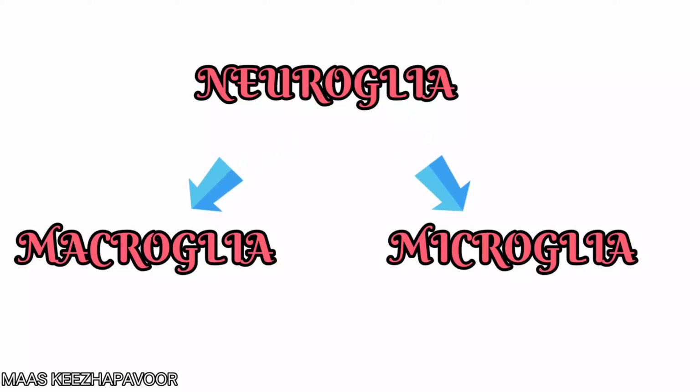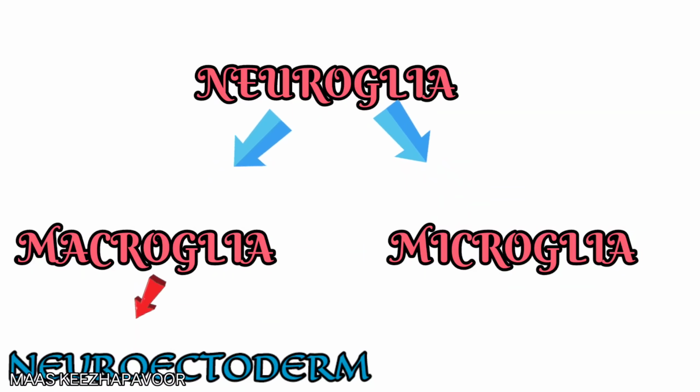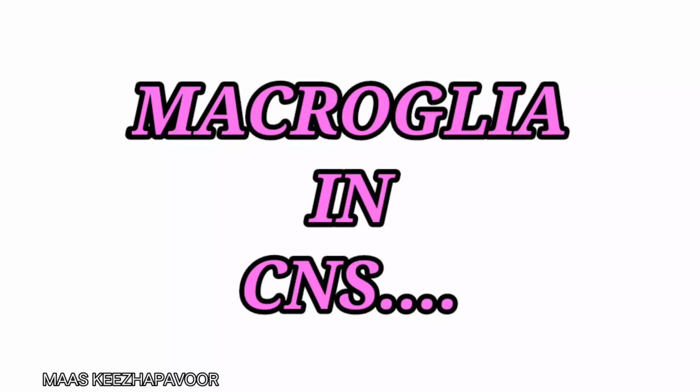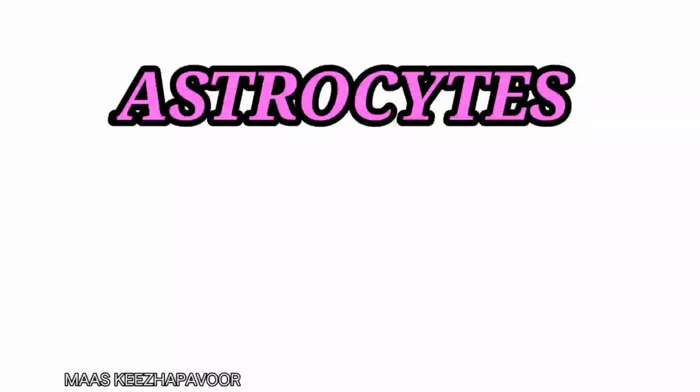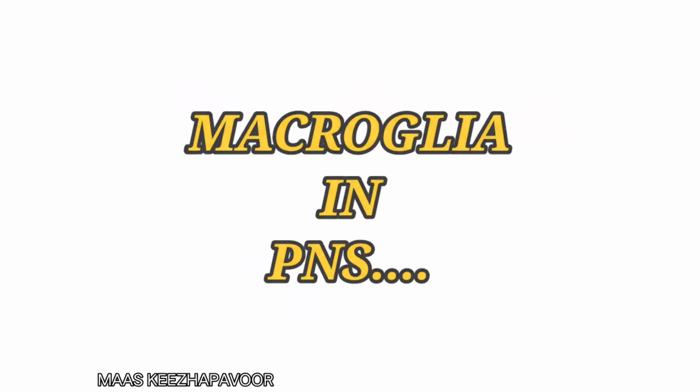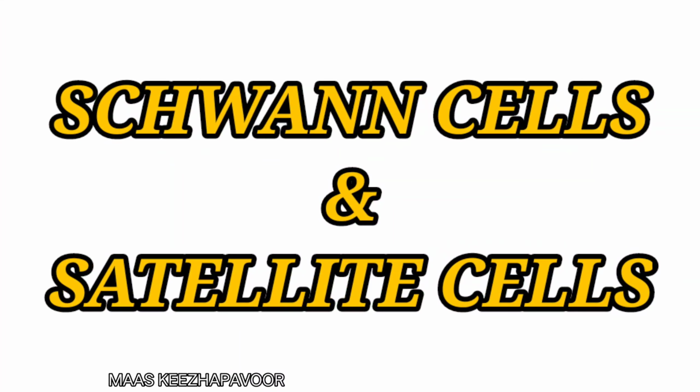The macroglia develop from neuroectoderm, whereas microglia develop from mesoderm. The macroglia present in the central nervous system are astrocytes, oligodendrocytes, and ependyma. The macroglia present in the peripheral nervous system are Schwann cells and satellite cells. Let us see the details of each cell one by one.